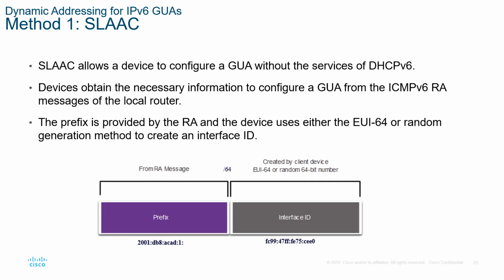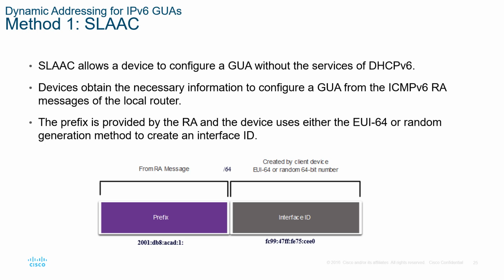Alright, so method 1, SLAAC. SLAAC allows the device to configure a GUA without the service of DHCP. The device will obtain the necessary configuration information from an ICMPv6 router advertisement message from the local router, the local layer 3 device. Basically, the prefix is provided by the router advertisement, and the device will use either EUI-64 or a randomly generated method for the interface ID.